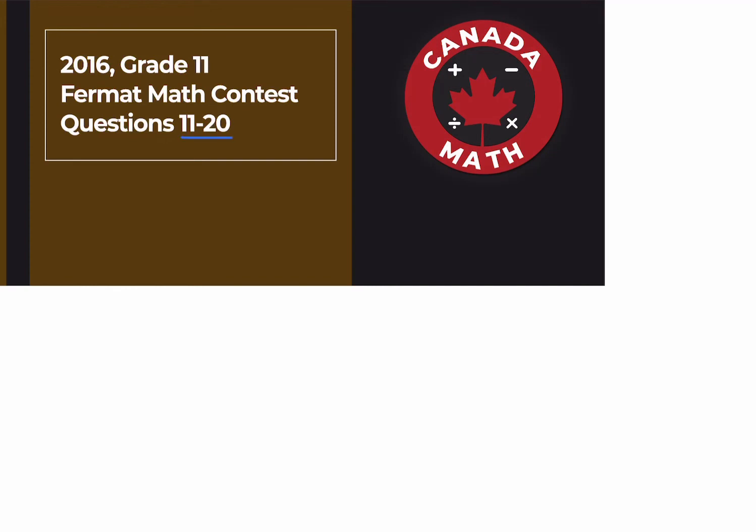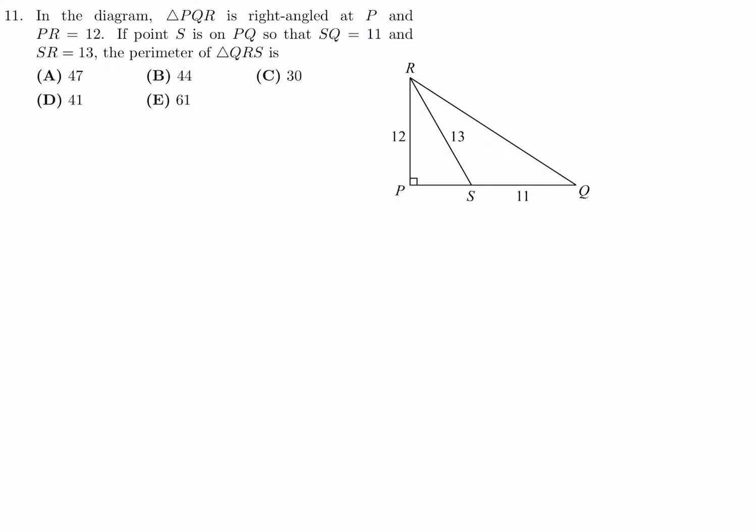Questions 11 through 20 on the 2016 Grade 11 Fermat Math Contest. In the diagram, PQR is right-angled at P and PR is 12. If S is on PQ so that SQ is 11 and SR is 13, the perimeter of QRS is.